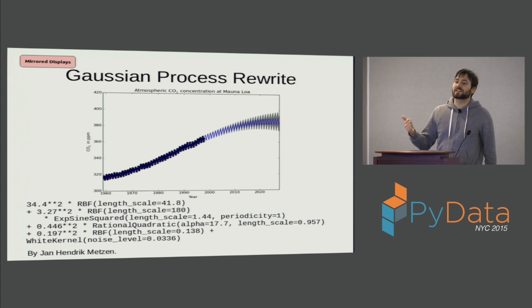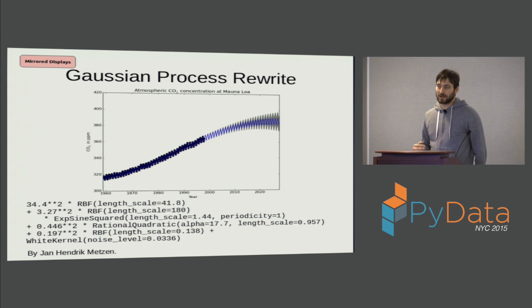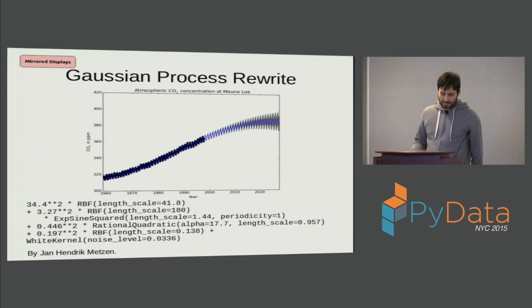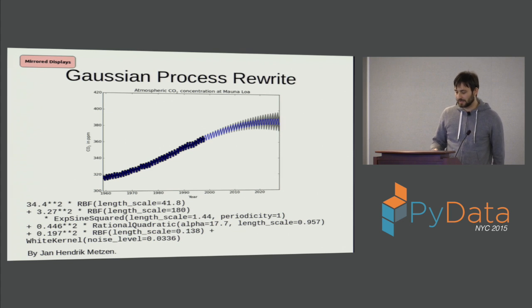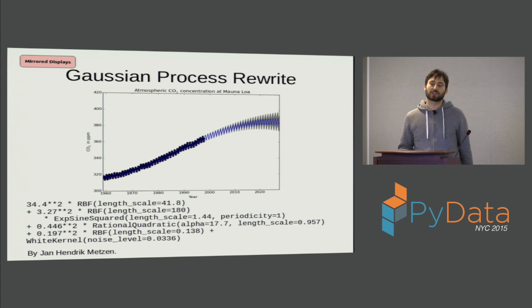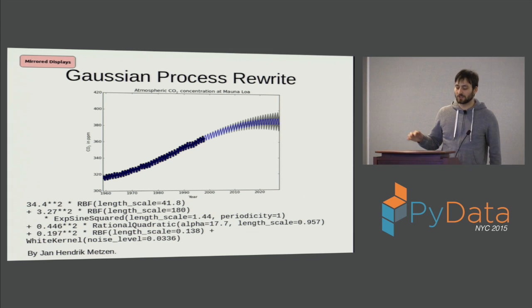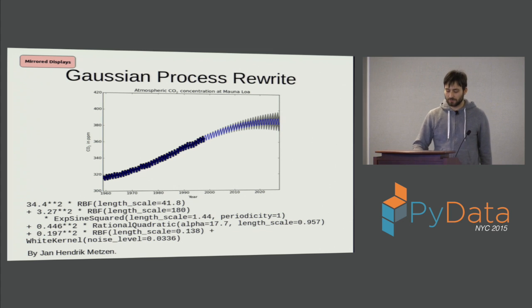So we can now do arbitrary combinations of kernels in scikit-learn, and we can also learn all of the parameters of these kernels efficiently. All the floating point numbers you see there are learned from the data using maximum likelihood, which we can now do much more efficiently. In the current version of scikit-learn, we use a non-gradient-based method, and in the new version we use a gradient-based method.